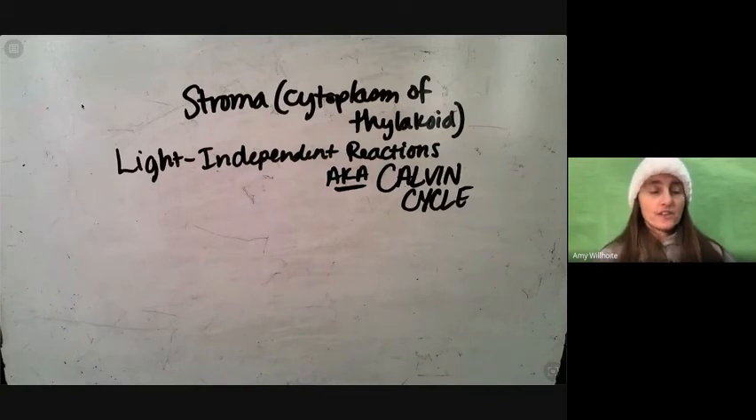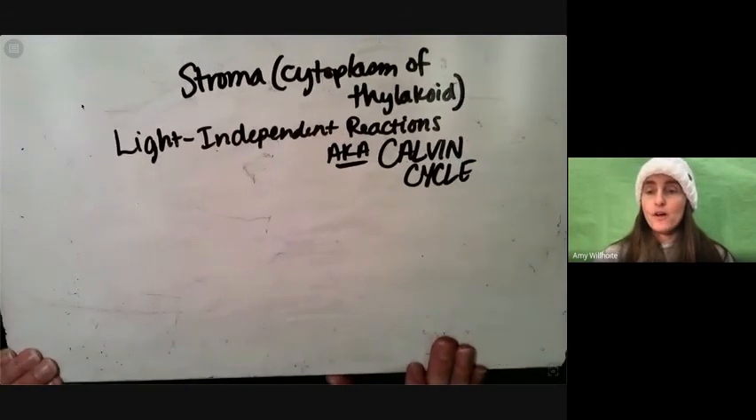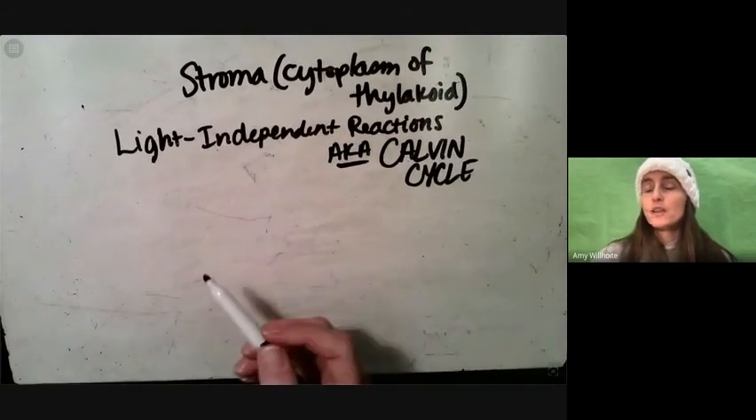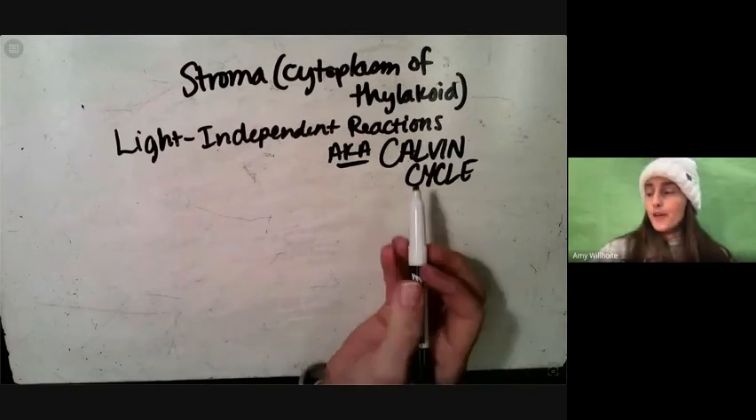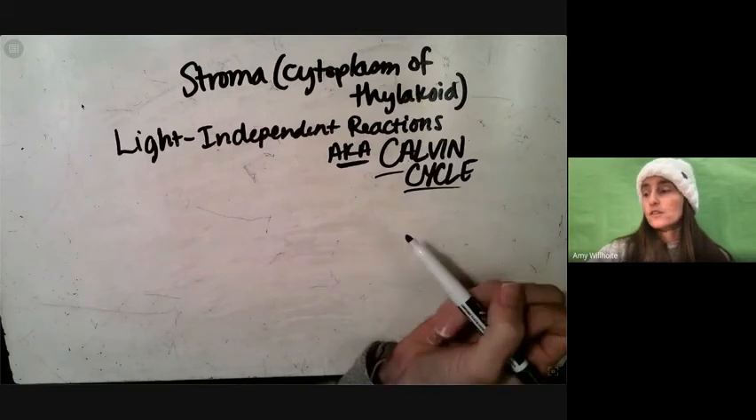It's not only in the dark. They just can work in the dark for a while, but they work during the light as well. So they don't have to be in the dark. So we call it light independent because they're not dependent on light. Okay, but Calvin cycle is probably the name you'll see the most, named after a scientist that discovered it.